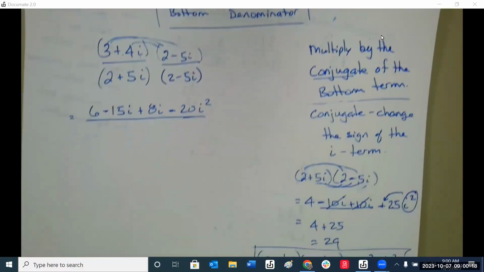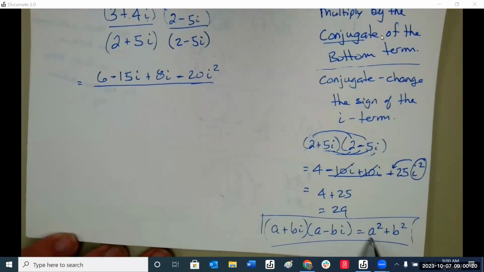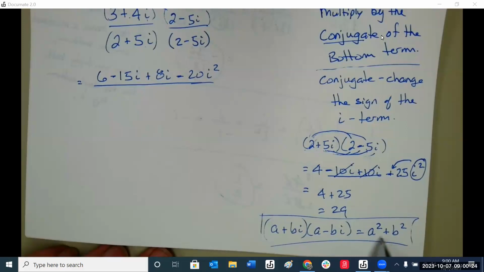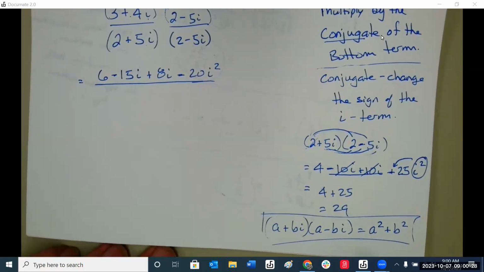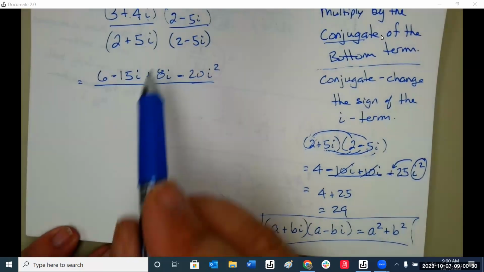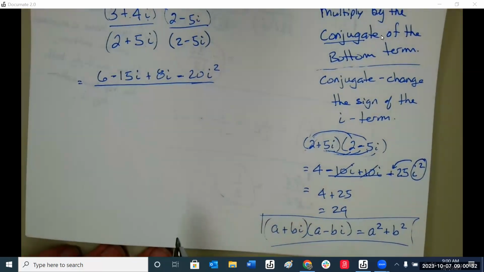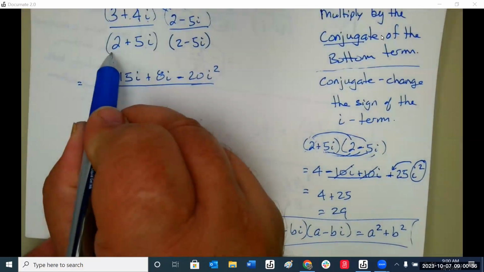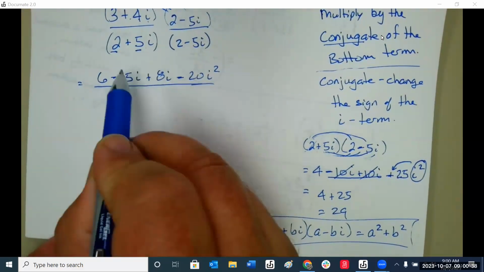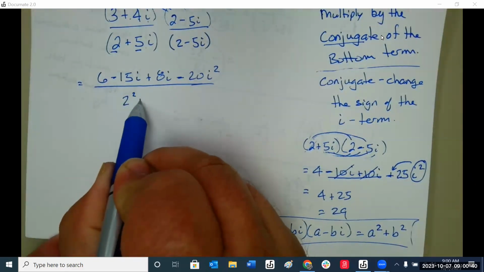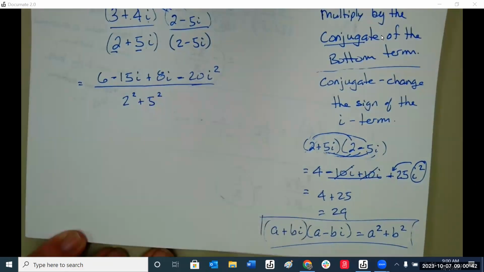Now, if we remember the rule down here about imaginary numbers, the conjugates, we can just go ahead and write this shortcut. Or we can work it out. Which one do you want to do? Okay, so a is 2, b is 5. So it's 2 squared plus 5 squared.